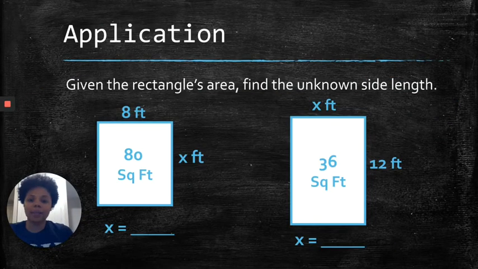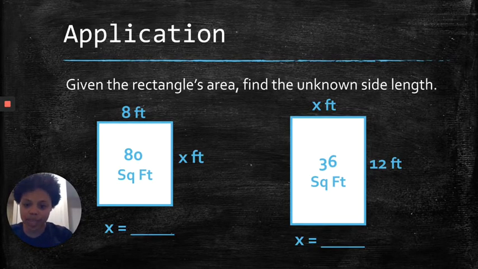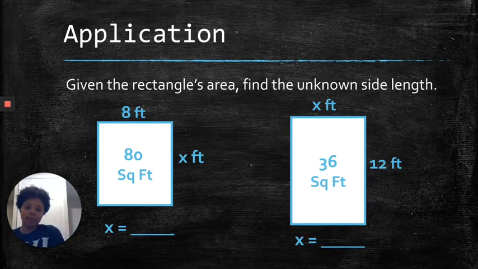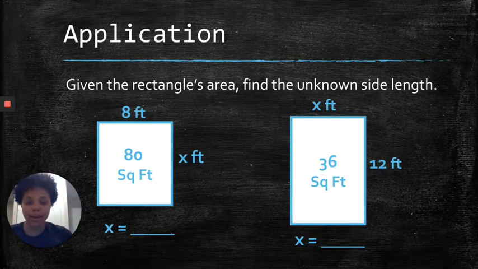So let's apply what we just learned. Work with a partner. You can ask your parent for help, or you can work independently. Go back and refer to your notes if you need help. Given the rectangle's area, find the unknown side length.